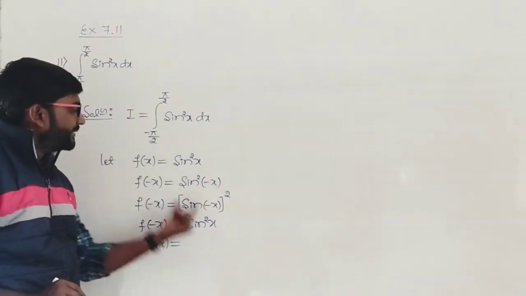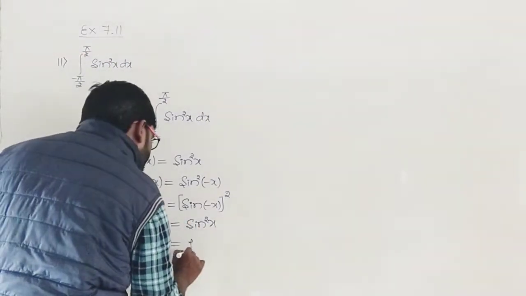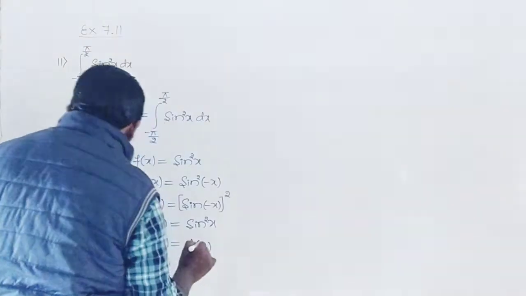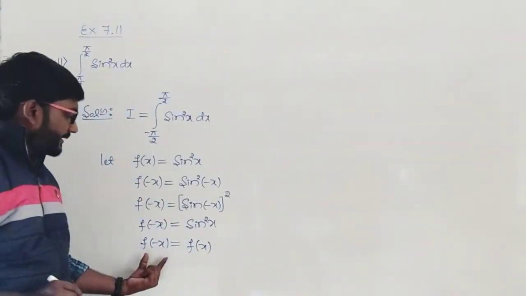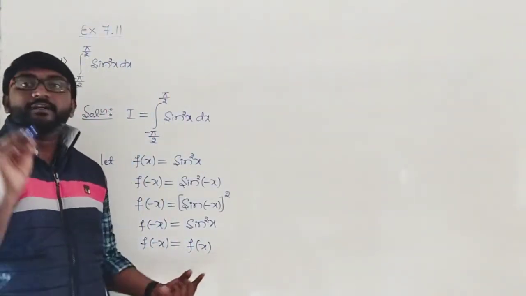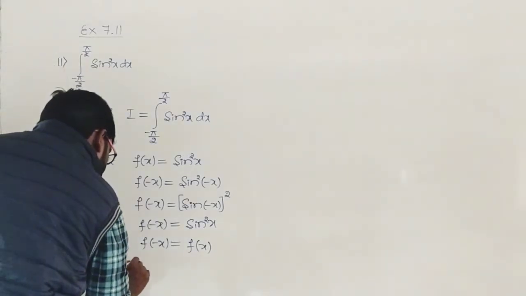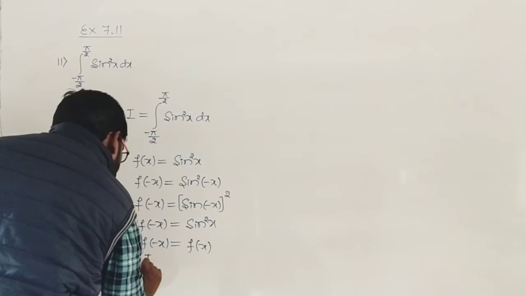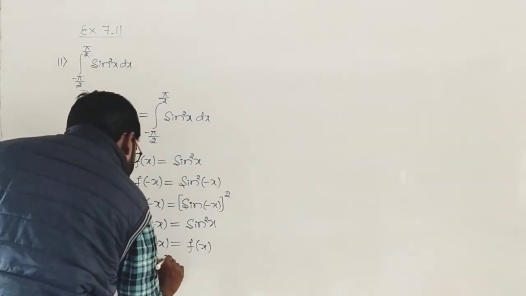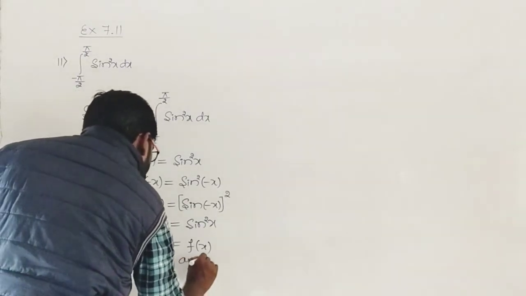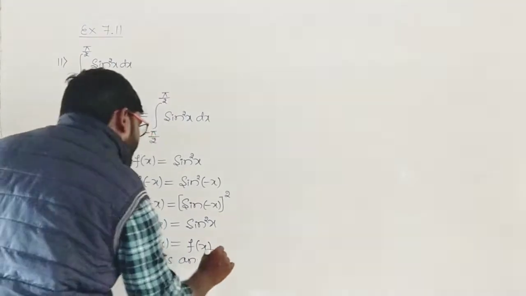Sin square x can be written as f of x. So overall what we have got here, f of minus x equal to f of x. That means the given function is an even function. Therefore it is an even function.